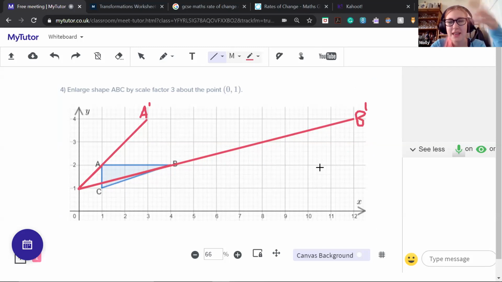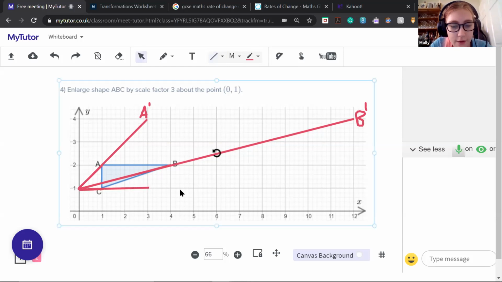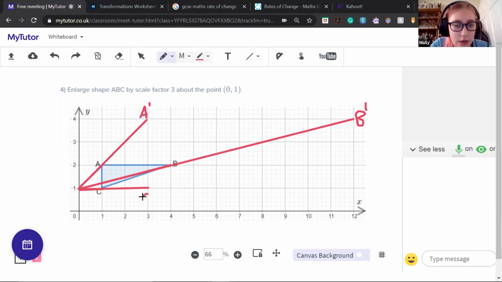The reason I'm calling them this is so that we know which one corresponds to which, but we can't call them just A and B because those original ones are A and B. So we just put a dash and they become different values. And then we do the same for C. This one's nice and easy. See, we've just gone across 1 square. So let's do the same 3 times. 1, 2, 3. And this point is C dash.